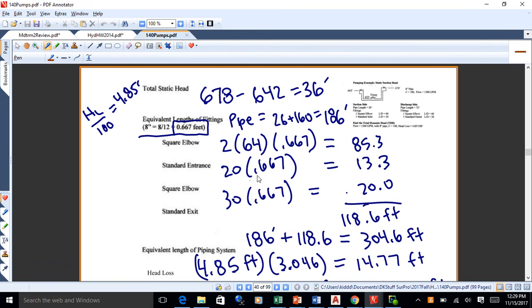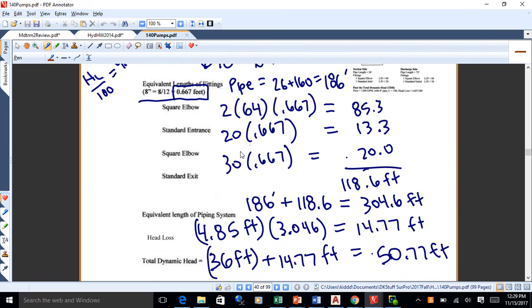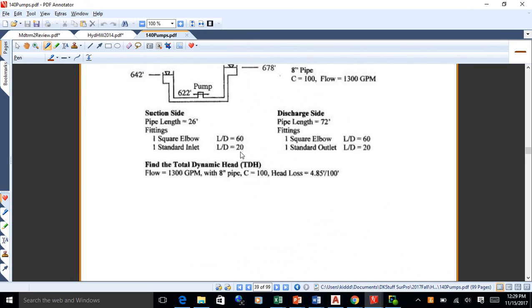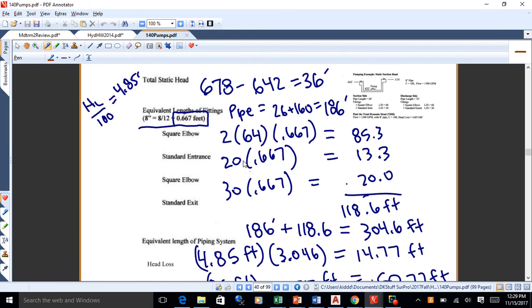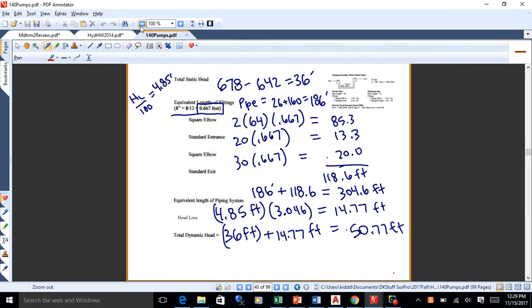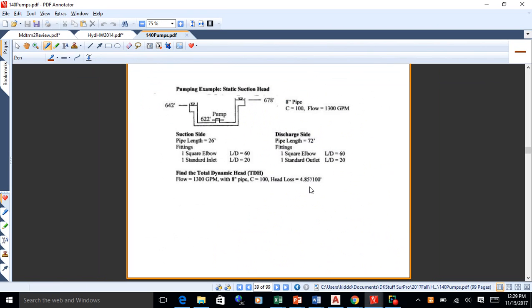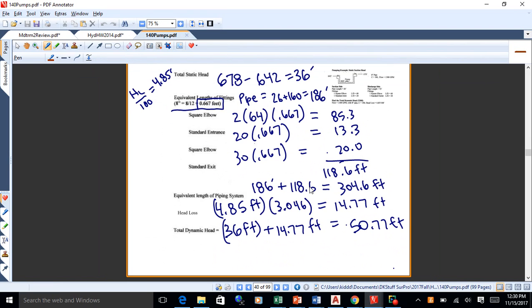All right. Why don't we look at pumps a little bit more, just for fun. So what we did on this example here, are there any questions before we jump into this? Okay, so we wanted to find what's called the TDH for this pumping system.